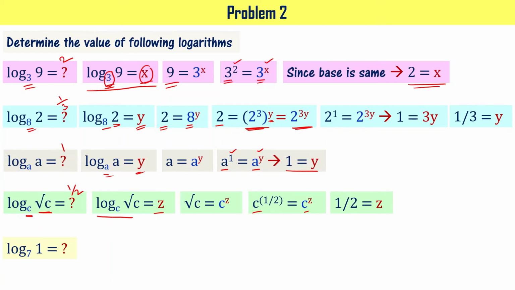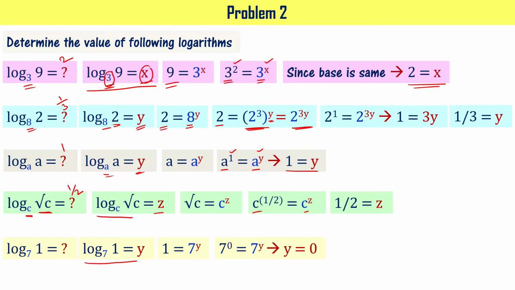Log of 1 to the base 7. We want to find the value of log of 1 to the base 7. Let me assume that as y. When I do that, I can write this logarithmic equation in the exponential form as 7 power y equal to 1, right?